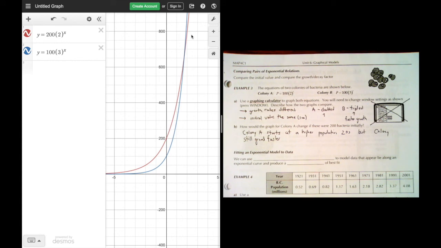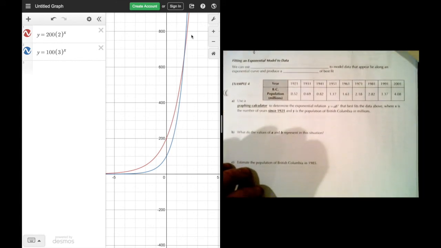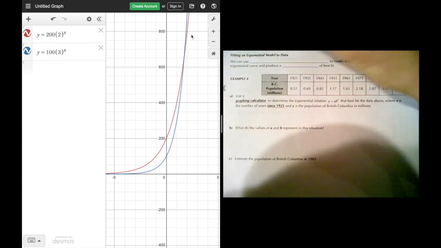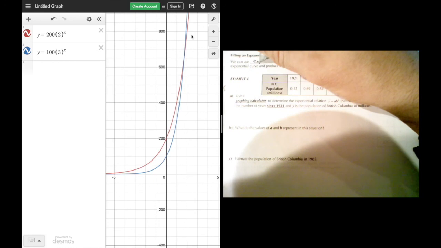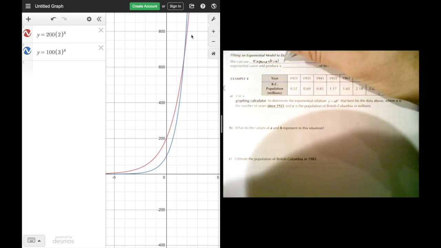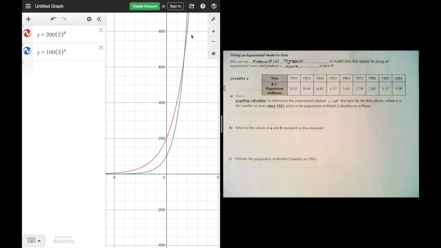All right, that's comparing models. Let's look at fitting data, so regression, just like in our last two lessons. So we can use exponential regression to produce a curve of best fit. Like a parabola is a curve, so is an exponential curve. They're just slightly different. So sometimes the exponential curve will be better to model data.